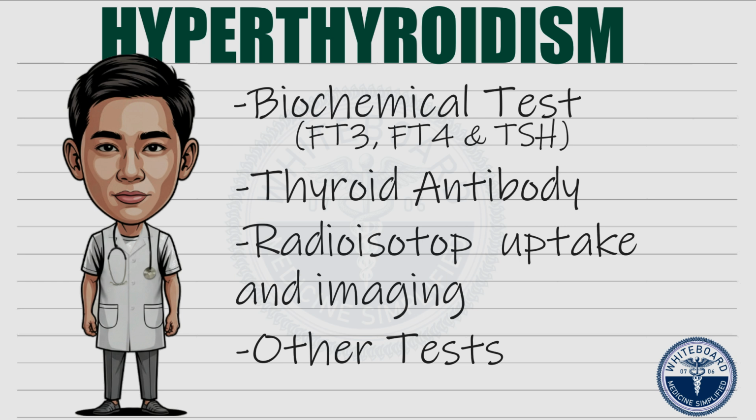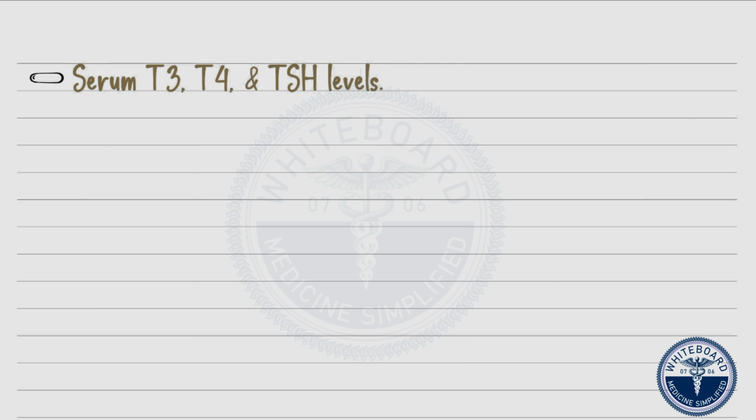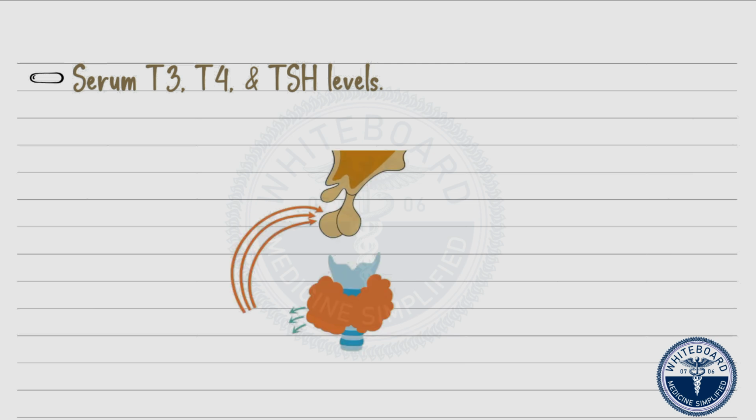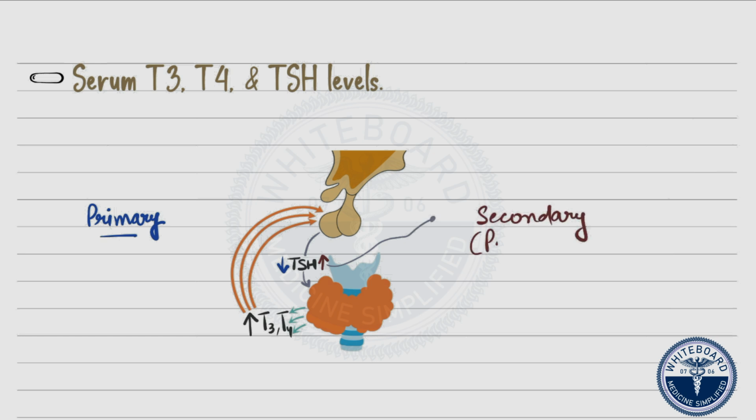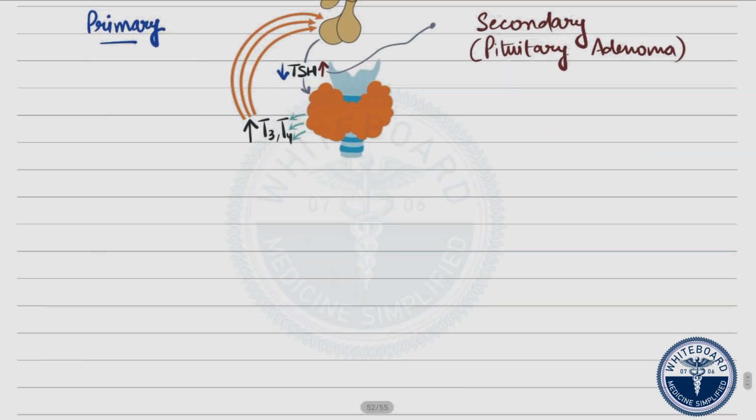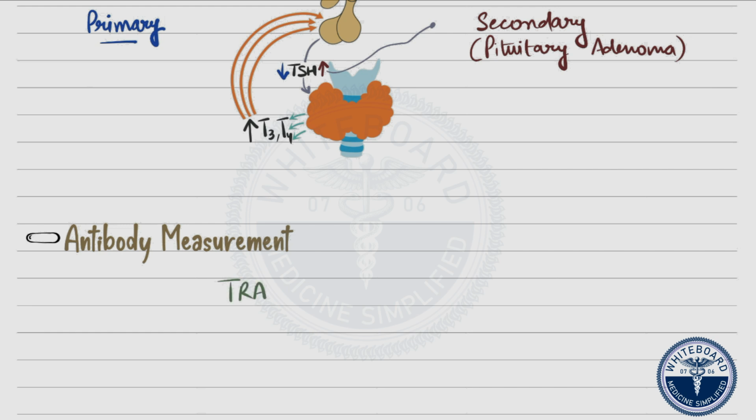The first-line investigations are serum T3, T4, and TSH levels. Most patients have elevated serum T3 and T4, and serum TSH is undetectable in primary thyrotoxicosis. But TSH can be raised in a very rare syndrome of secondary hyperthyroidism caused by a TSH-producing pituitary adenoma. Now, for antibody measurement, TSH receptor antibodies are present in more than 95% of cases of Graves' disease.